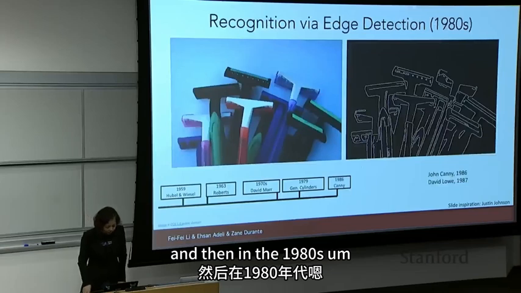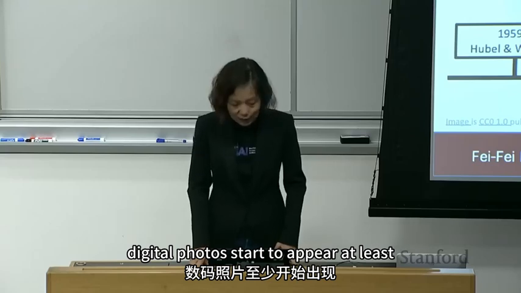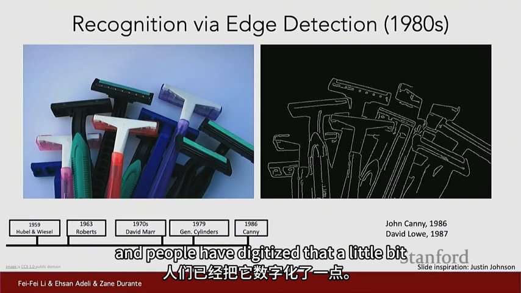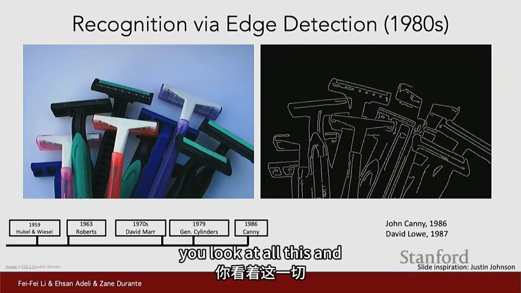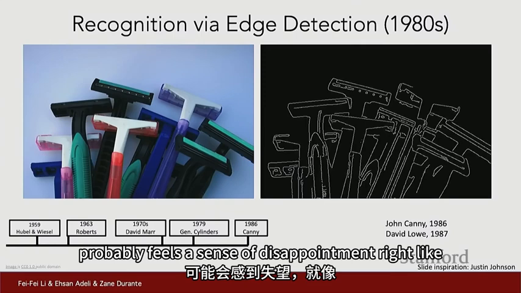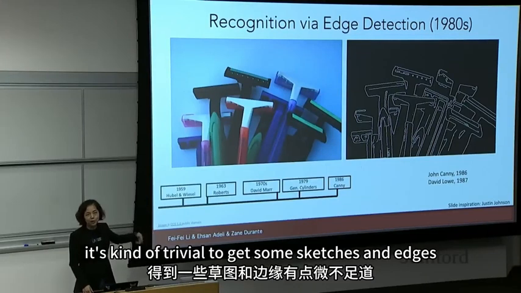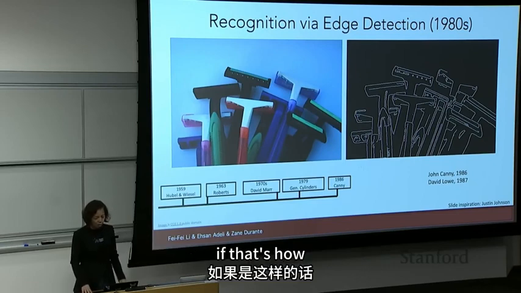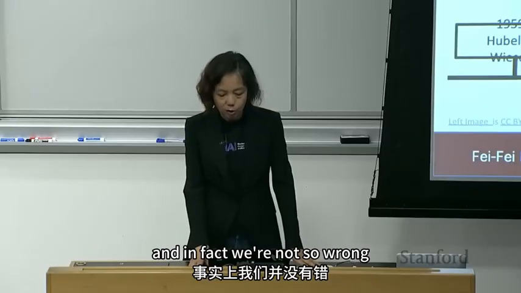And then in the 1980s, digital photos start to appear. At least photos start to appear, and people can digitize them a little bit. And then there is some great work in edge detection. You look at all this and probably feel a sense of disappointment. It's kind of trivial to get some sketches and edges, and it's not really going anywhere if that's how computer vision works at that time. And in fact, we're not so wrong.